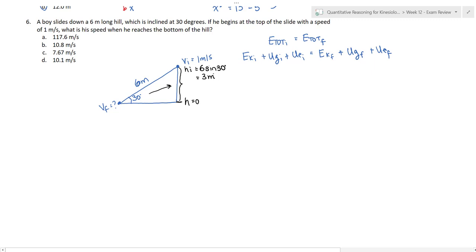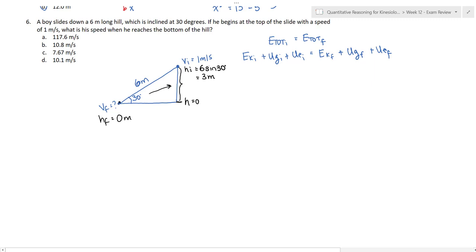Okay, so I have an initial height. My final height is when I'm at the bottom of the slide, and that's where the height is 0 meters. Initially my velocity is 1 meter per second. At the bottom of the slide, the velocity is unknown. That's what we're looking for.